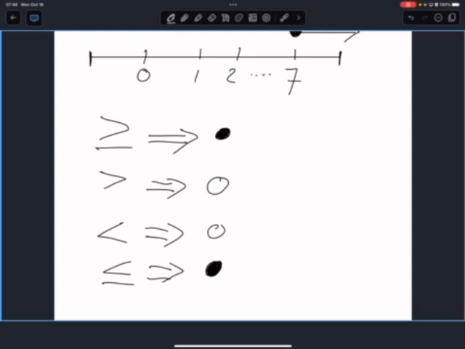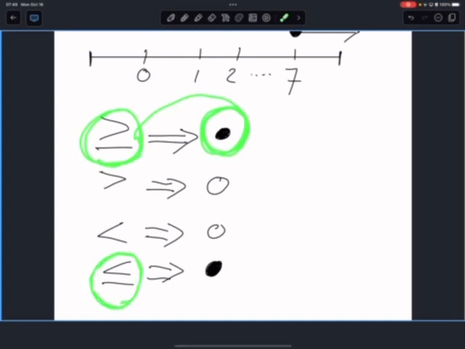We have open dots and we have a filled in dot. What is the difference? The difference lies with the symbol. This represents equal to or greater than. And if you see, the dot is filled. Equal to or greater than. Same thing. Equal to or less than. The dot is filled.